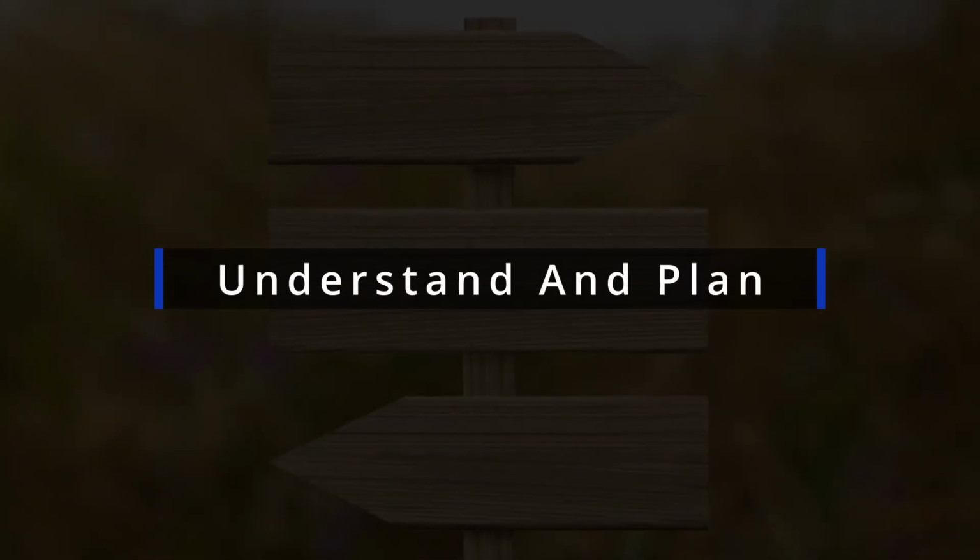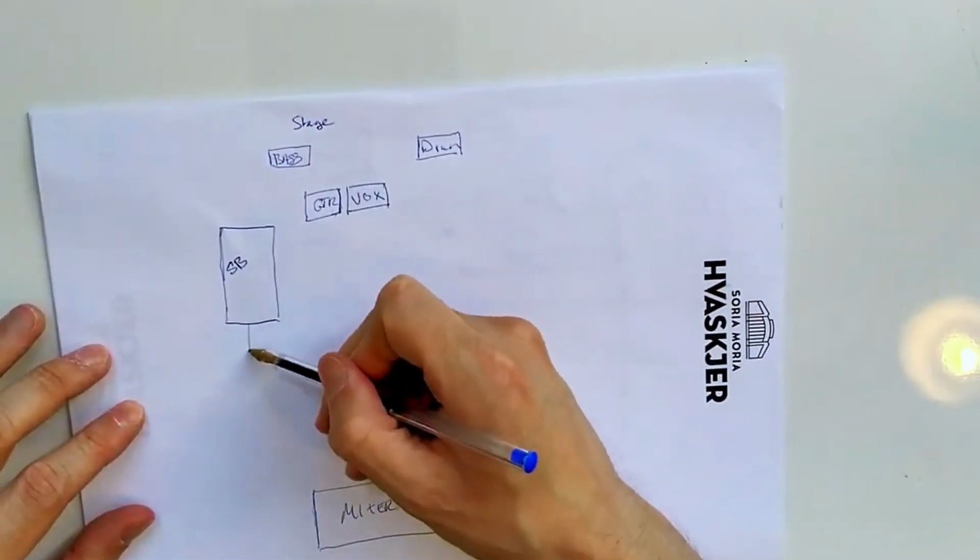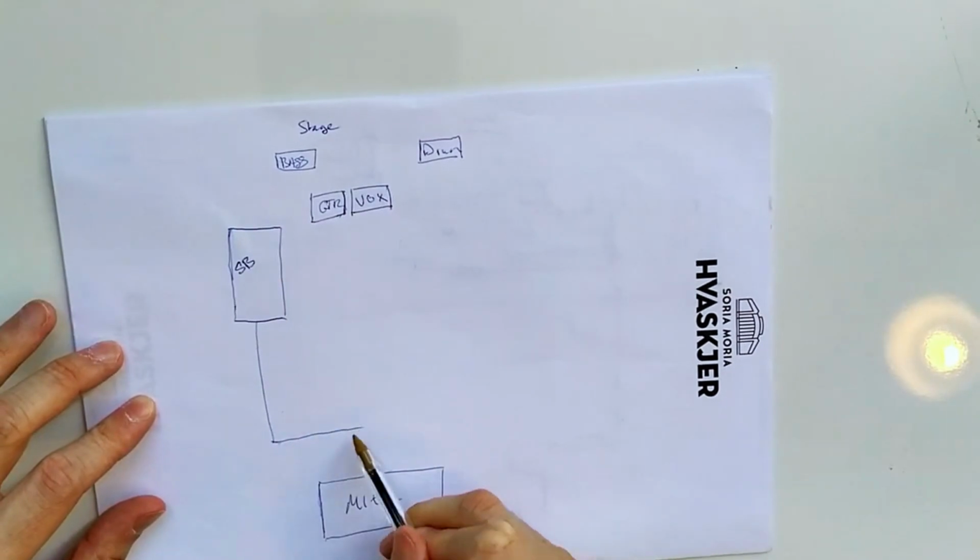Let's dive in. So the first signpost is understand and plan. And this is where we plan the way, we look at the map and we set out where that signal is going to go before we start connecting things willy-nilly all over the place. And we use a tool called block diagrams to do this. Block diagrams are really easy.